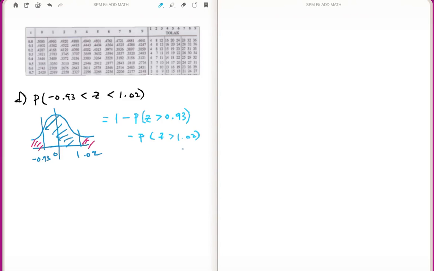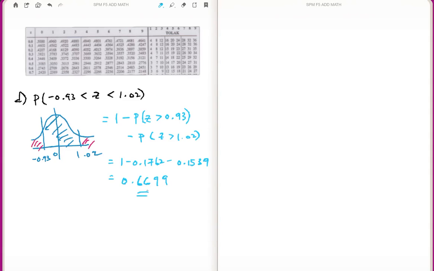So if you read the logbook correctly, or you use a calculator, then this value corresponds to 0.1762, and this number corresponds to 0.1539. I hope you get it right. Otherwise, you may pause this video. I think you need a long ruler to really align them to the right number. So therefore, it's 0.6699.